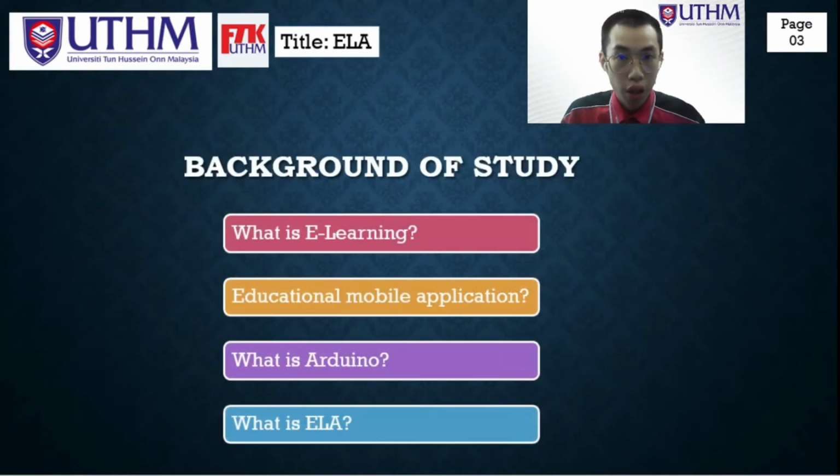And we start with the background of study. What is e-learning? E-learning is the study or learning process through the application of electronic gadgets, or as we call it, electronic learning. An educational mobile application is a mobile application used for educational purposes. It includes the study of knowledge, no matter in what area. And what is Arduino? Arduino is an electronic platform used to control the operation of electronic projects.